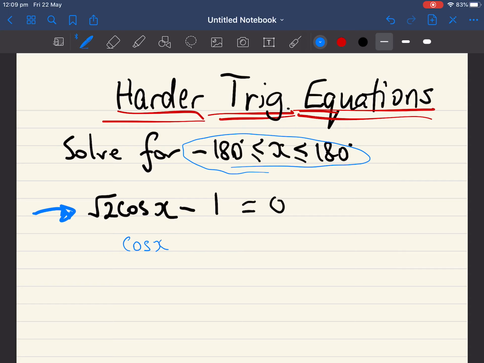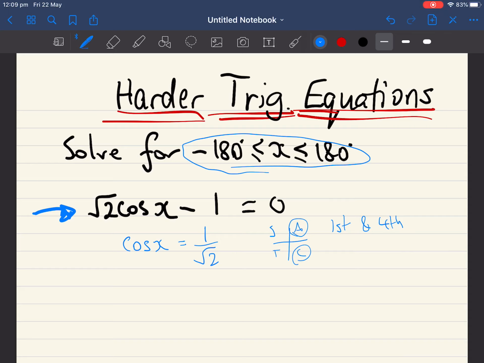So let's take that minus 1 across to the other side and then divide by the root 2. Okay, first step is done. We've got our trig function by itself. Cos, we can see here, is positive. It's a positive 1 on root 2. So cos is positive in the first and fourth quadrants, so our solutions are going to be in the first and fourth quadrants.